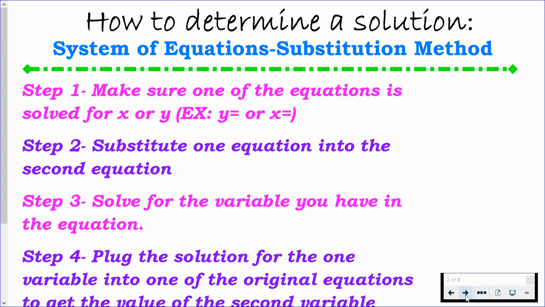Okay, again, how to determine a solution. Step 1, make sure one of your equations is always solved for x or y. So one of them must be in y equals or x equals. Step 2, you want to substitute one equation into another equation. Step 3, you solve for the variable you have in the equation. And then finally, step 4, you plug the solution for the one variable into one of the equations to get the value of the second variable.